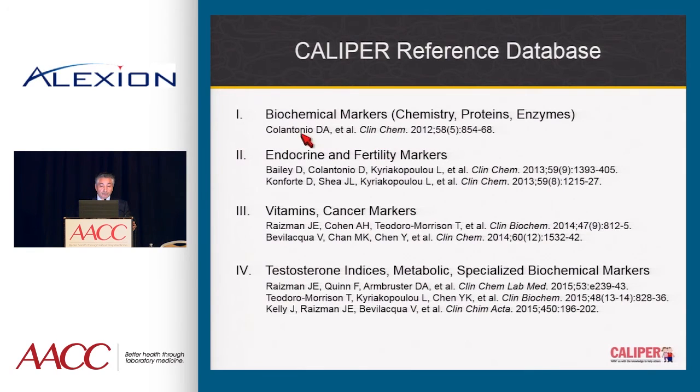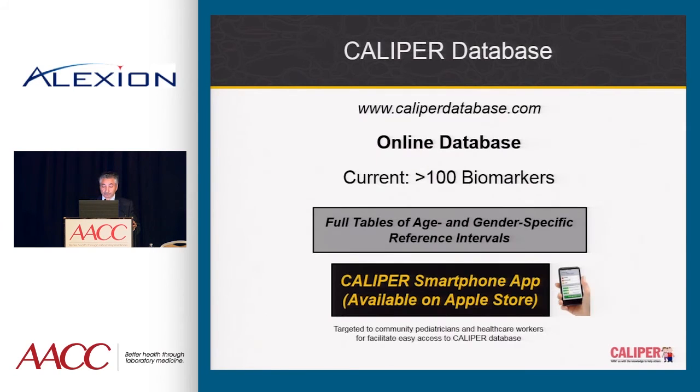Initially was the major paper in Clinical Chemistry, but then in 2012, 2 in 2013, and another in 2014, and other journals such as Clinical Biochemistry, CCLM. So you can access all of these papers through the Caliper website, caliperproject.com. They're all listed there.